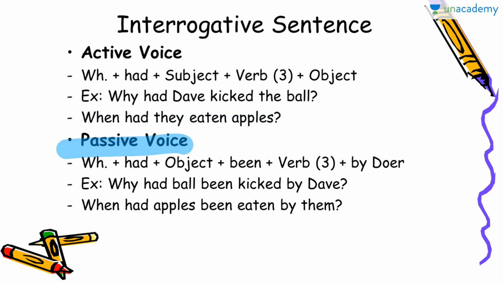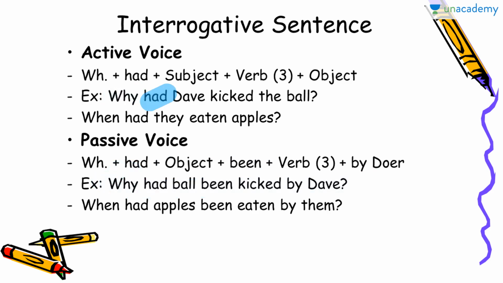In passive voice, the sentence will start with the same WH word. WH word will never change. Then had, then object, then been, then verb third form, and then by doer. For example, why had ball been kicked by Dave? So why over here remains as it is.